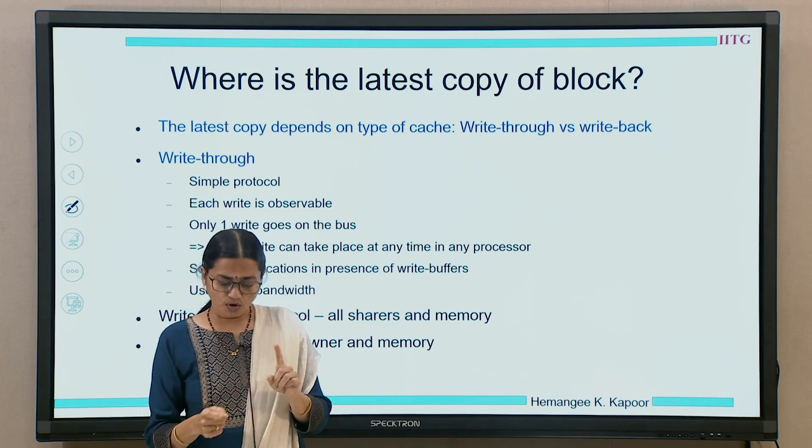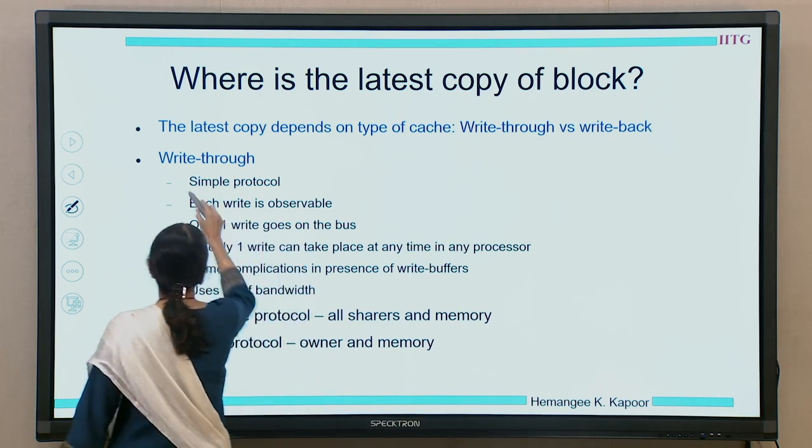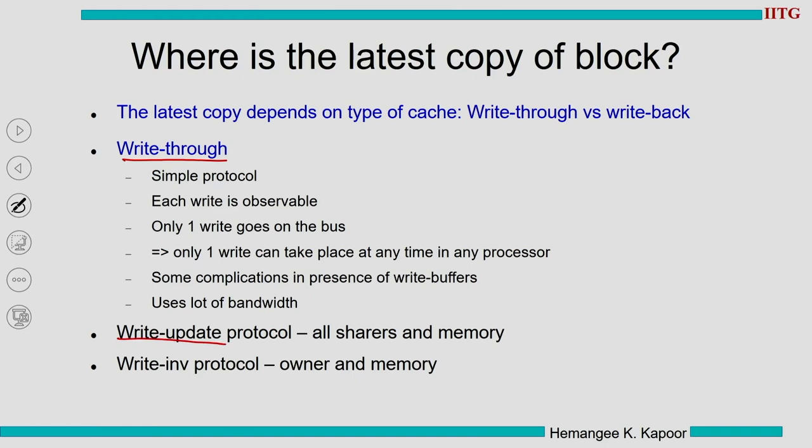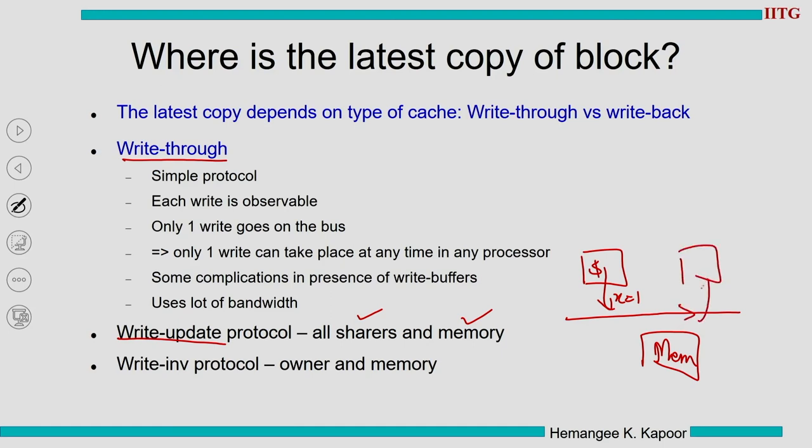So in a write through write update protocol, what will happen here? The memory is up to date. And when you are updating the memory, the sharers would also have picked up the data item. So when I am sending X equal to 1 to the memory, in a write through cache, it's only interested in sending to the memory. But because I have a write update protocol, all the other caches will also pick up this new value of X equal to 1. So essentially everybody in the system has got the most up-to-date copy. And so how do I answer this question? Where is the latest copy of the block? It is with all the sharers as well as the memory.